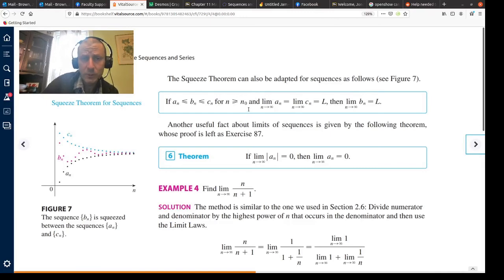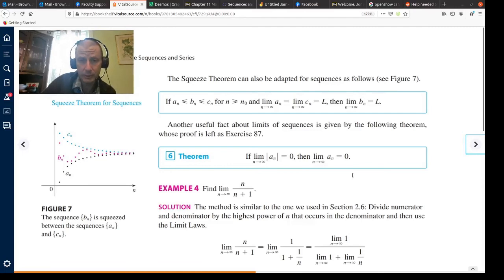The squeeze theorem for sequences is identical to the one for functions. Basically, if all the terms of one sequence bn lie between the corresponding terms for sequences an and cn, and the limits of the an and cn are the same, then the limit of bn is going to be that same limit. And here's a nice picture of it where the bn's in red, you see they're trapped between the an's and the cn's, and the an's and cn's are all getting close to each other, so the bn's get squeezed and have to converge to the same thing.